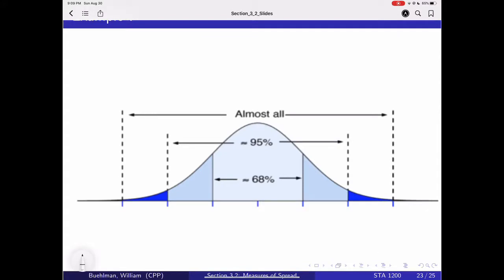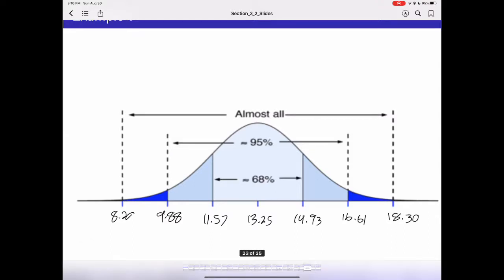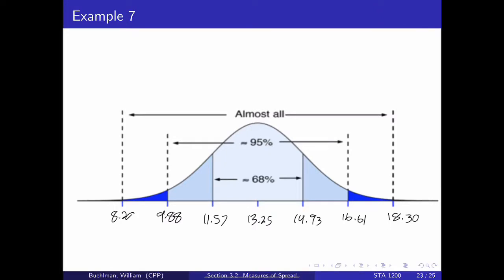We're going to take those values we found and fill them in. So we have 8.20, 9.88, 11.57, 13.25, 14.93, 16.61, and 18.30. So here's just the graph of the empirical rule with the data values filled in.